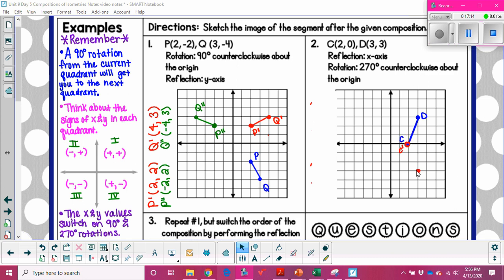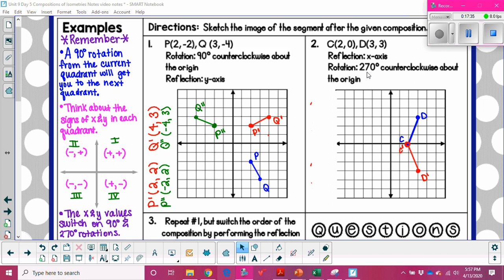Right there. So this is D prime. All you have to do is connect your dots like that. Okay, so let's look at the rotation. Let me change my pen color. Okay, so you're rotating 270 degrees counterclockwise.